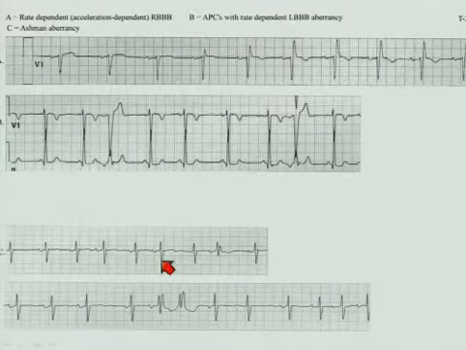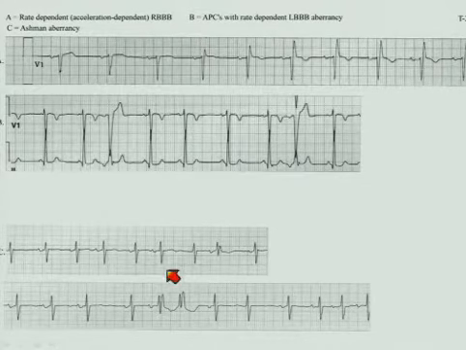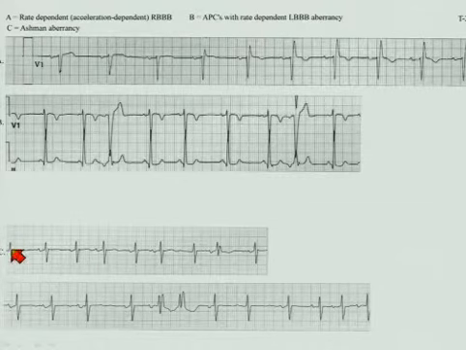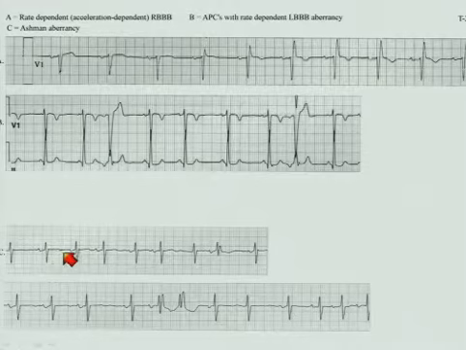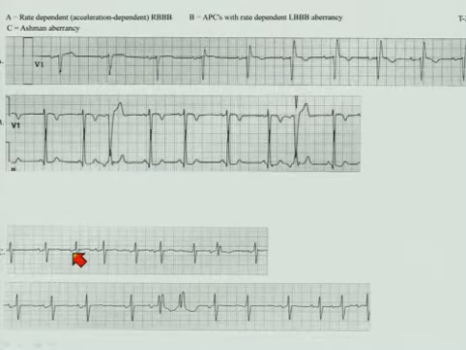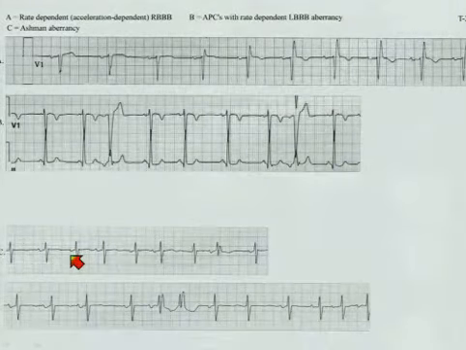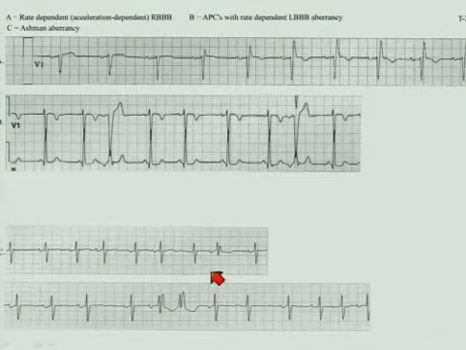Now you'll notice it's not a striking prolongation here. And you may say, well, gee, this one is prolonged even longer. Why didn't this one? Because it's not just the amount of prolongation, it's the amount of prolongation and the amount of shortening of the next beat. It's the combination of the long and the short that gives rise to the aberrancy.